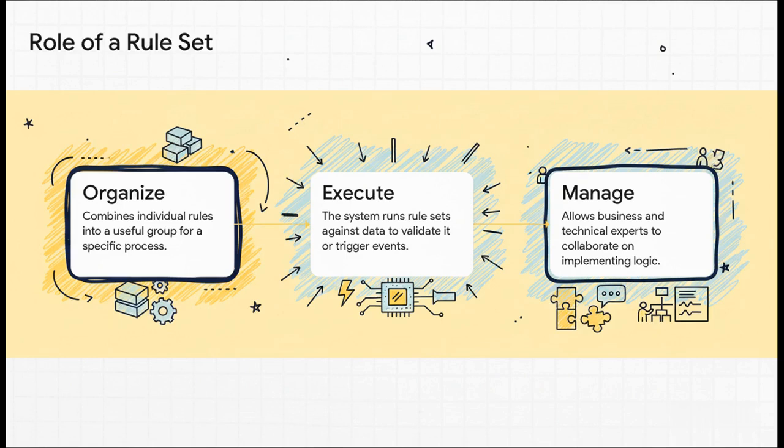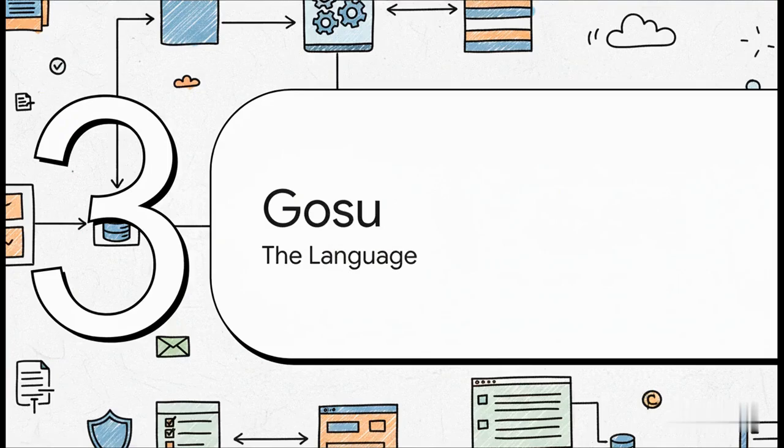And this organization is absolutely key because it means that business experts, not just programmers, can actually get in there and help define and manage the company's core logic. So, you might be wondering, how is all this custom logic actually written? Well, for maximum flexibility, Guidewire didn't just grab a language off the shelf.